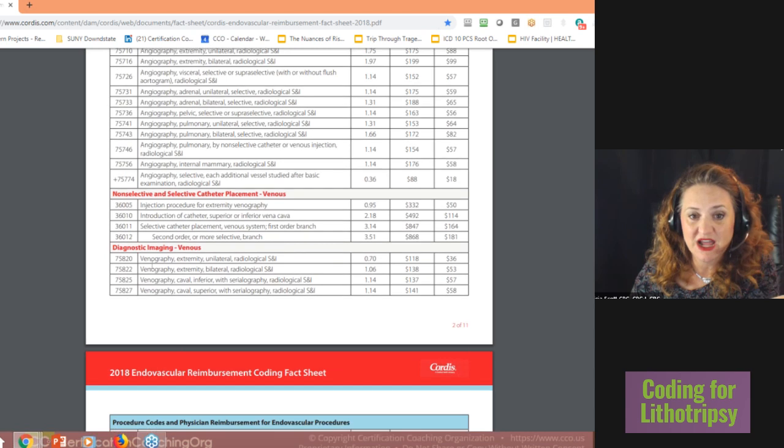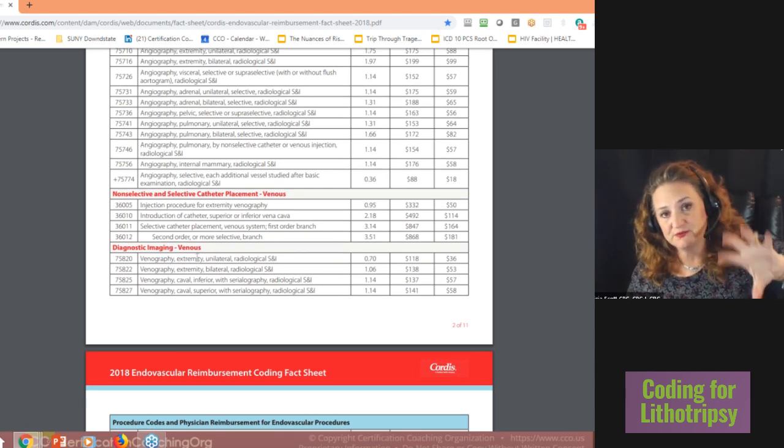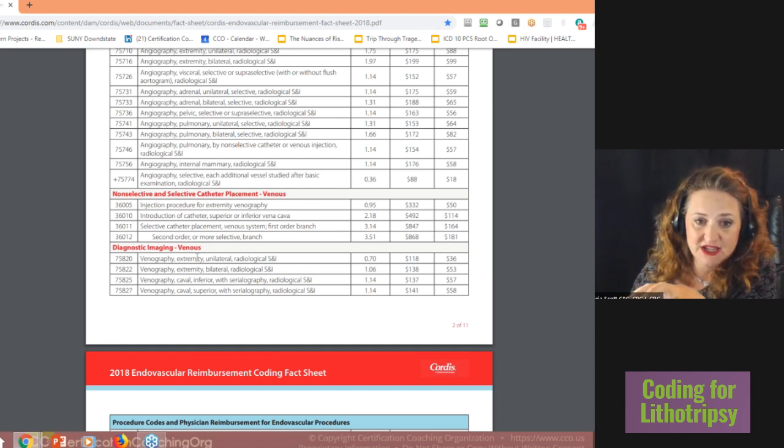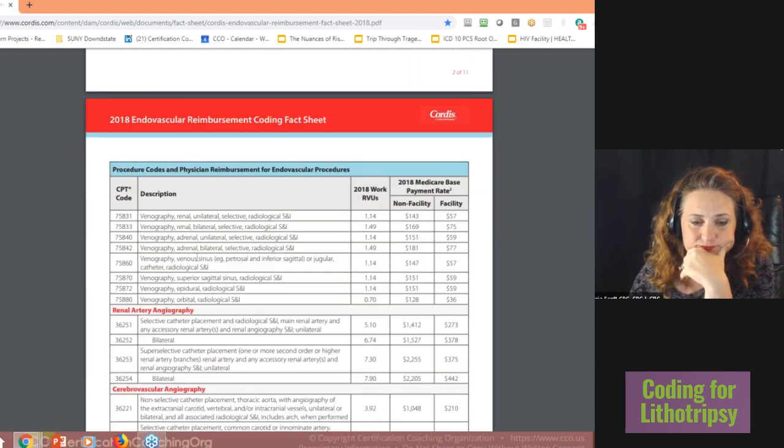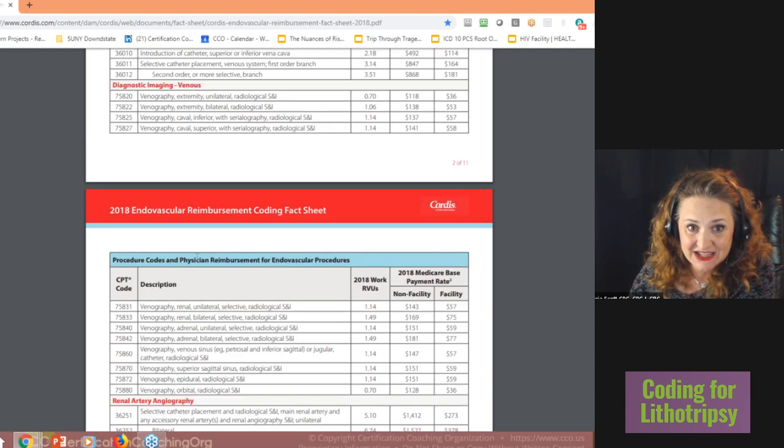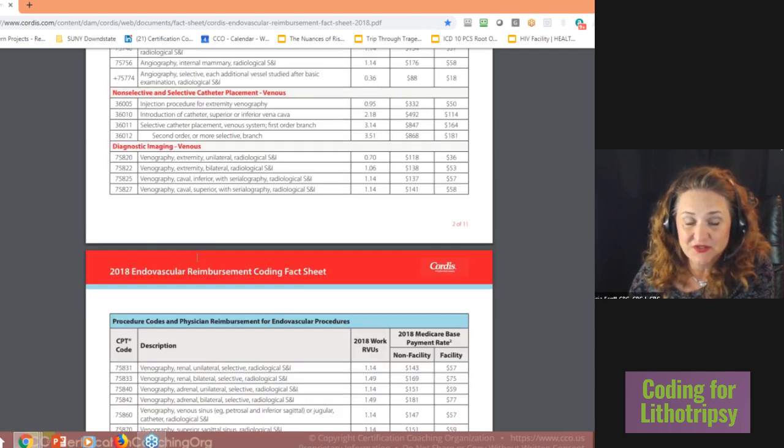Now we're getting to diagnostic imaging venous. So everything we can do to arteries, all of these same things we can do to the veins. Diagnostic, remember, is different. That means we're going in and trying to determine what the problem is. It's diagnostic. But then when you're in there, you're probably going to do something about it.